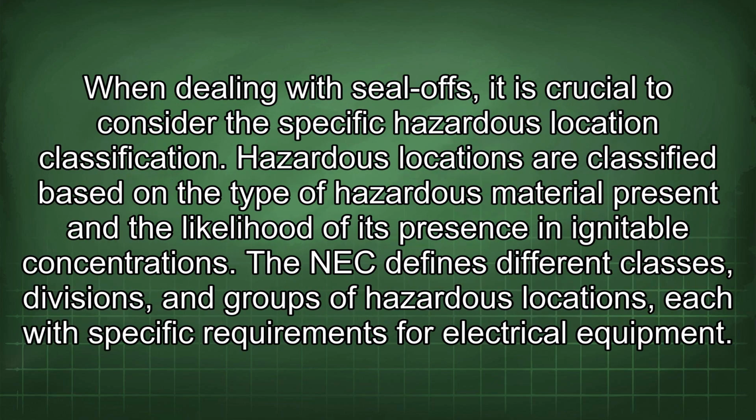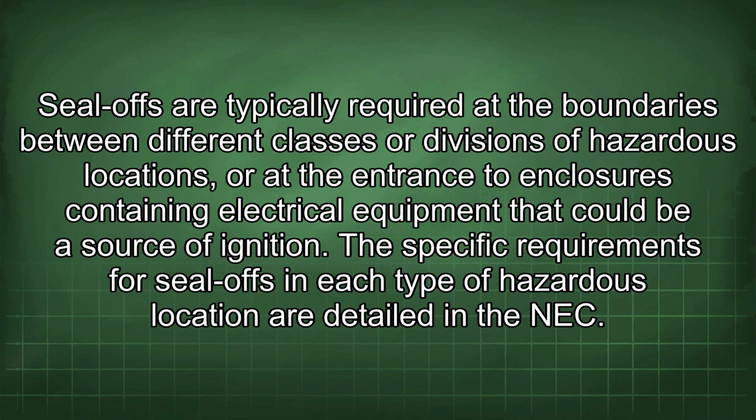When dealing with seal-offs, it is crucial to consider the specific hazardous location classification. Hazardous locations are classified based on the type of hazardous material present and the likelihood of its presence in ignitable concentrations. The NEC defines different classes, divisions, and groups of hazardous locations, each with specific requirements for electrical equipment. Seal-offs are typically required at the boundaries between different classes or divisions of hazardous locations, or at the entrance to enclosures containing electrical equipment that could be a source of ignition. The specific requirements for seal-offs in each type of hazardous location are detailed in the NEC.